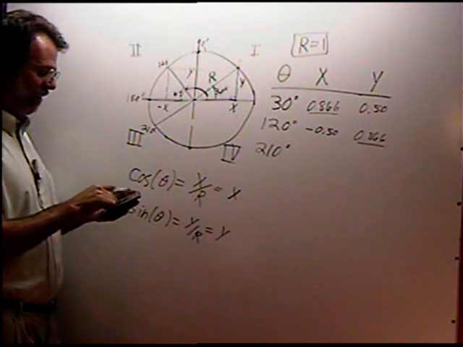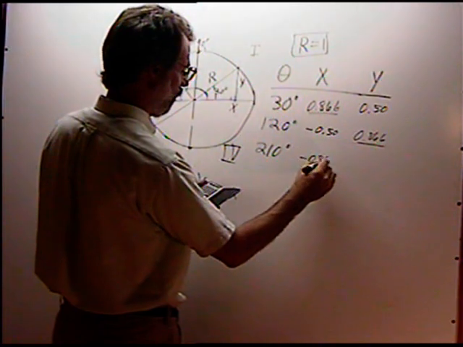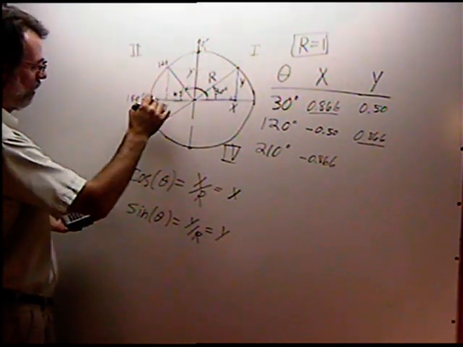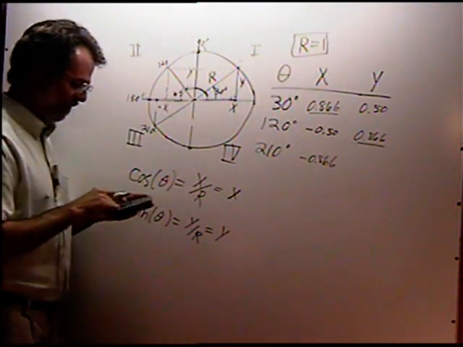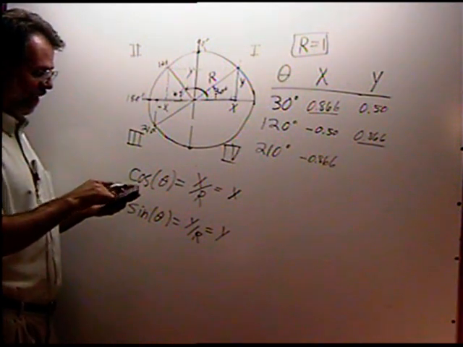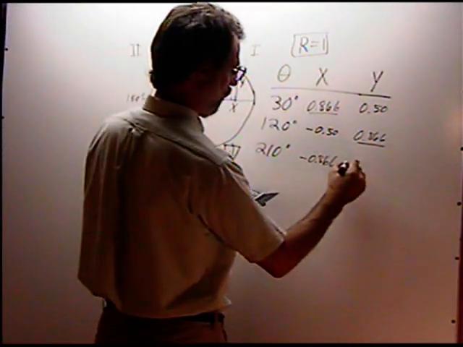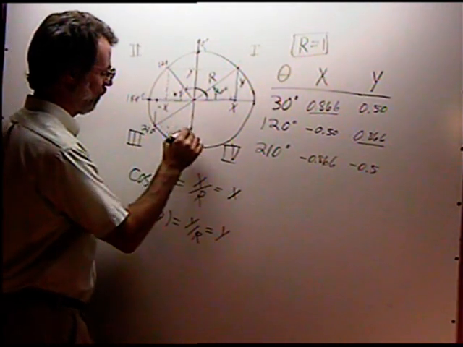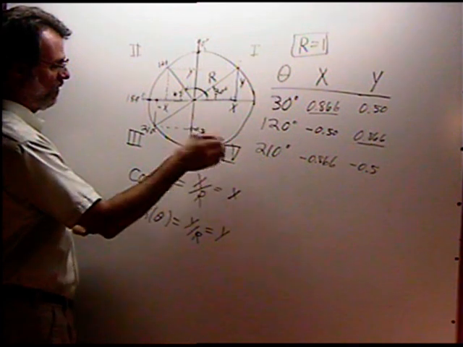Take the cosine of 210 degrees, and you'll get minus 0.866. So notice we have a minus number. It's a minus number over here, the x value. The y value, take the sine of that angle, and we get minus 0.5. So the y value is a minus number too. Okay, that's in the third quadrant.